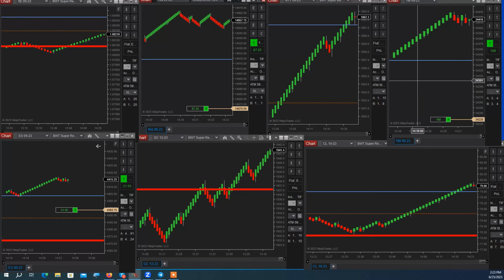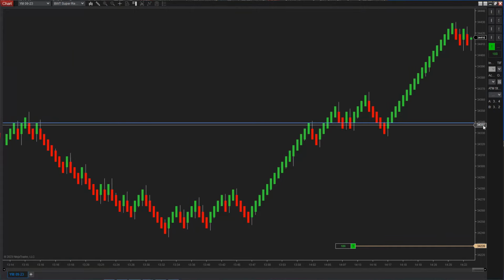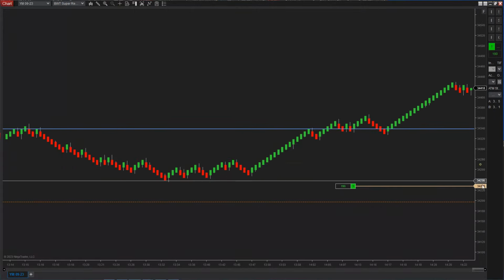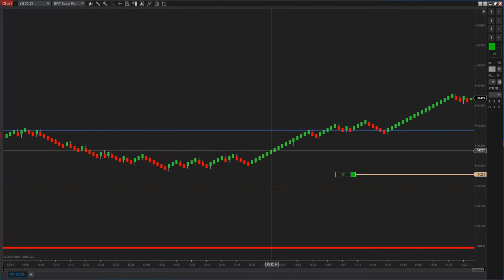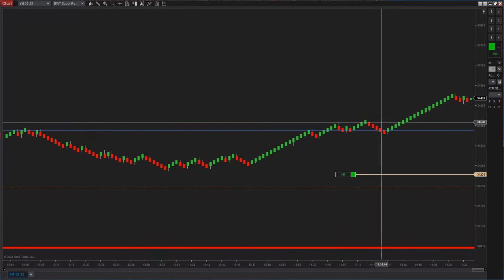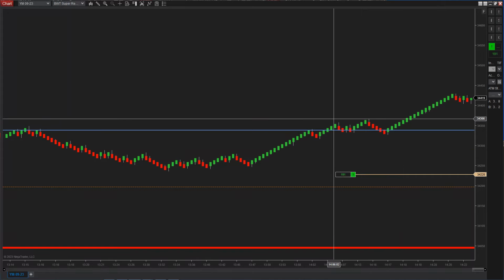What else? We got the Dow. The Dow, again, everything's repetitive, same exact thing. Buy level, sell level, midpoint, above the midpoint, looking for the buy level and beyond.